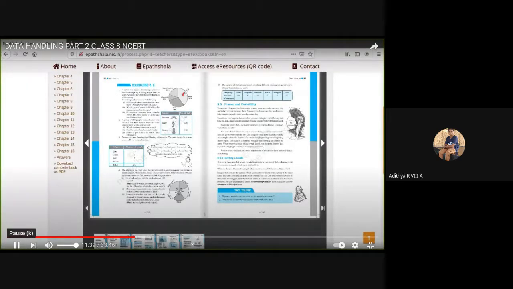See, this portion is what I'm talking about. This is the 40% of the entire circle, which is the portion of people who like the light music. And which is the kind of music liked by minimum number of people? Tell me. Classical. Yeah, how did you suddenly tell that? Because that is the smallest portion.